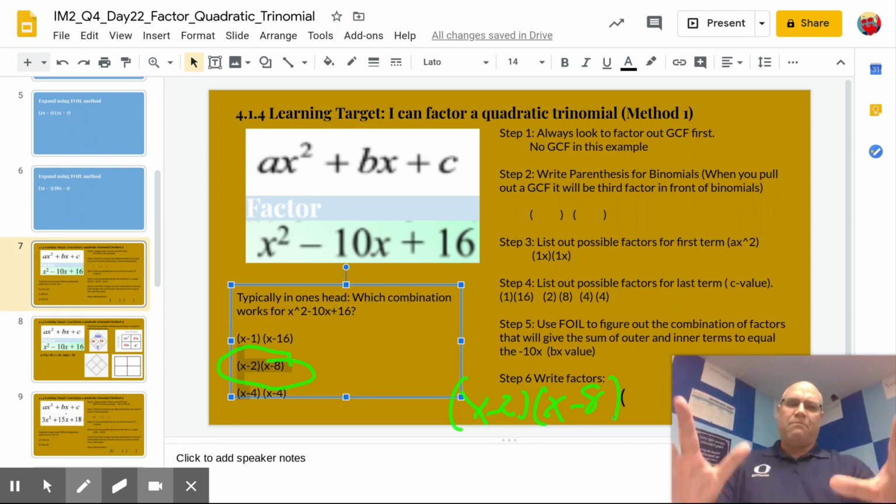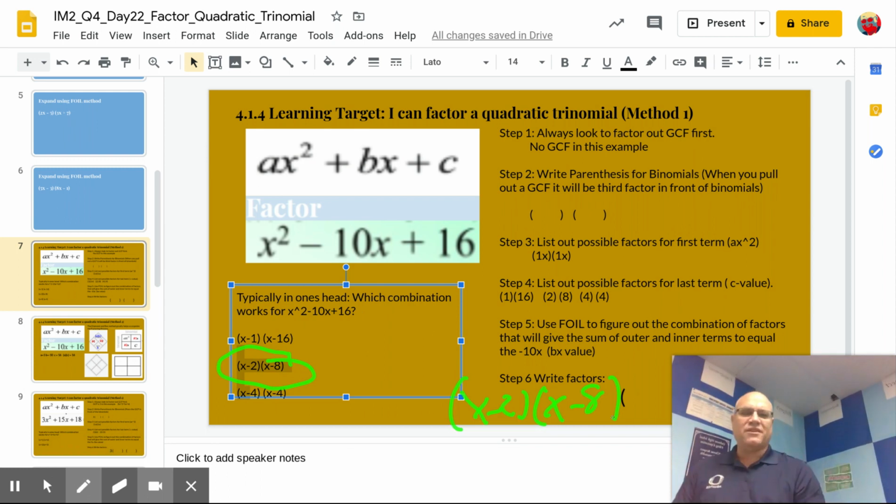Again, I just want you to see the big picture, how we could factor this in our head for now. But now I'm going to give you another method that's going to help you with this process, because this is a challenging process for a number of students, especially if you're not real good with your math facts. It can take you a while.